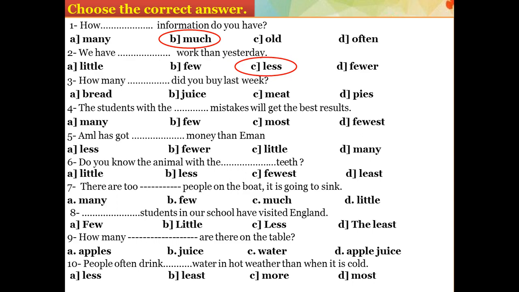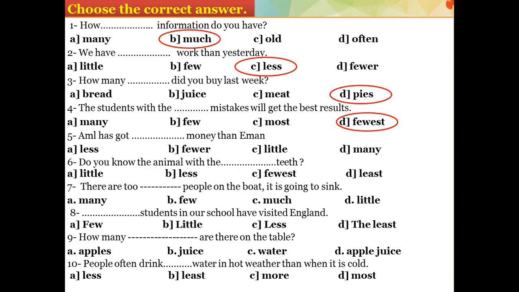How many did you buy last week? We have here the word many, so we need to choose a word that is countable, like pies. How many pies did you buy last week? The students with the mistakes will get the best results. Pay attention here, because the word mistakes is countable, so we can use the word fewest or most, but the meaning here forces me to choose the word fewest, because the students with the fewest mistakes will get the best results.